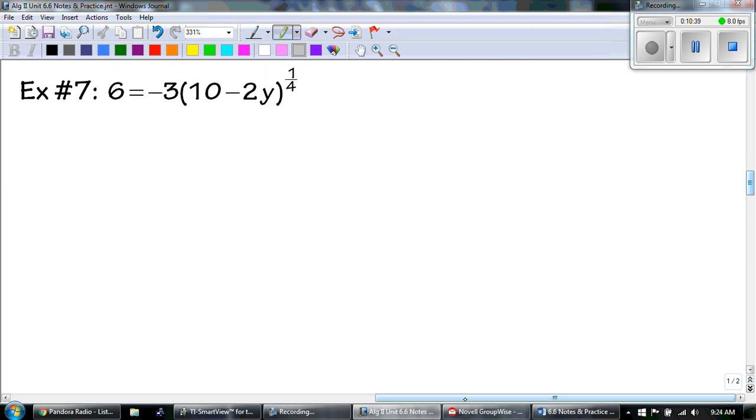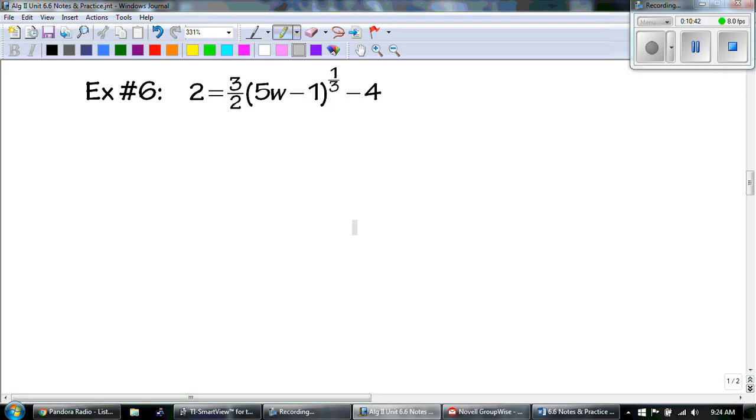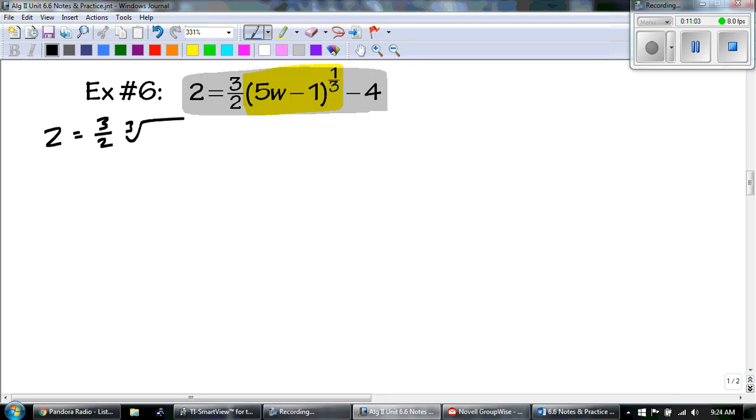All right, 2 more. Almost there. All right, number 6. Can you guys rewrite it? You having trouble? Well, let's just do part of it together. Okay, so we have 2 equaling, because this is the first time we're seeing a fraction, not that that's a big deal or not. Okay, but that changes to the cubed root of 5w minus 1 minus 4. So that's what I want to get all by itself. So I'm going to do inverse operations to add 4 to both sides. So we get 6.